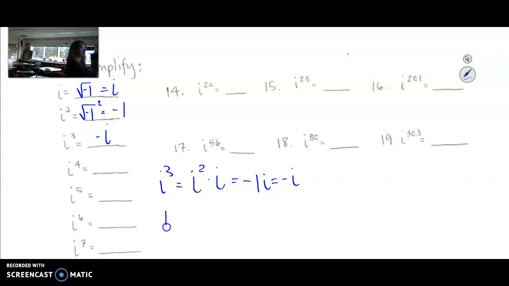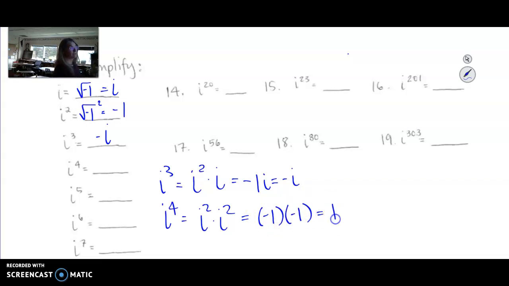And i to the fourth, we can split into i squared times i squared, because it works just like your rules for exponents. You add those exponents together, so i to the second times another i to the second is i to the fourth. So these two things are equivalent. I to the second is -1, and then I have times another -1. A -1 times a -1 is a +1. So i to the fourth brings us back to 1.